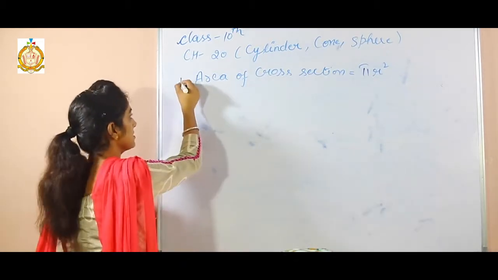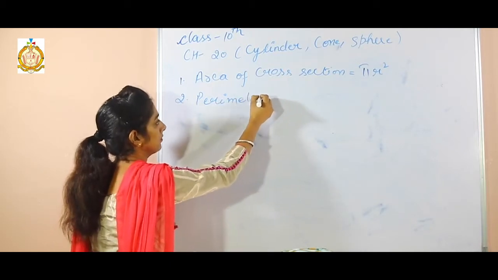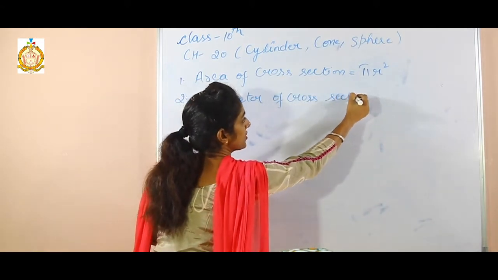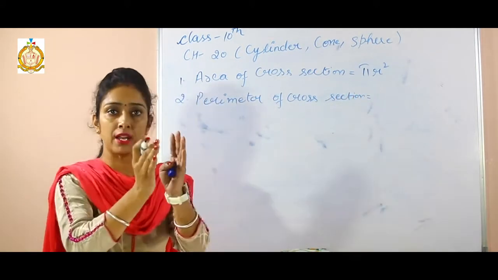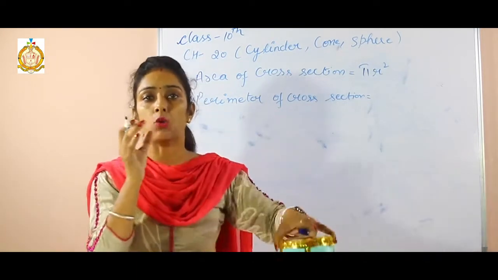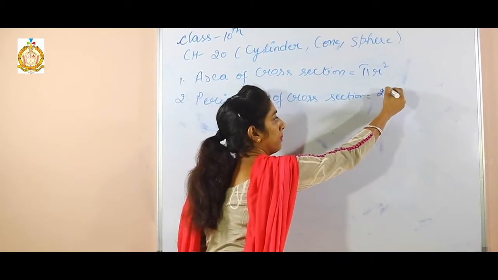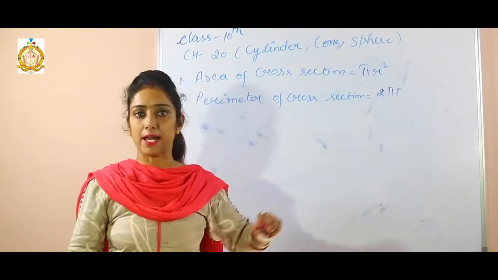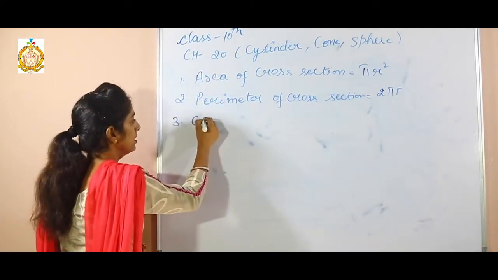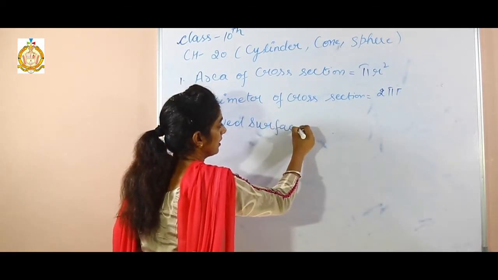Now, the second formula is perimeter of cross section. Now, it is similar, the perimeter is what? It is the boundary which we cover. Now, perimeter of the circle is 2 pi r. What is that? 2 pi r. Now, the third one is curved surface area.